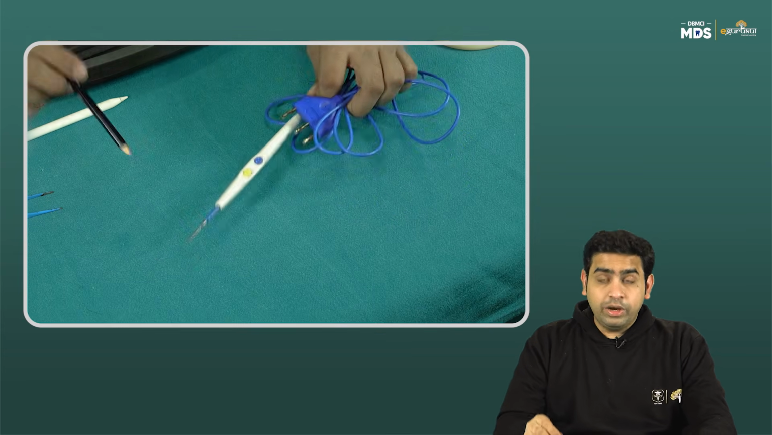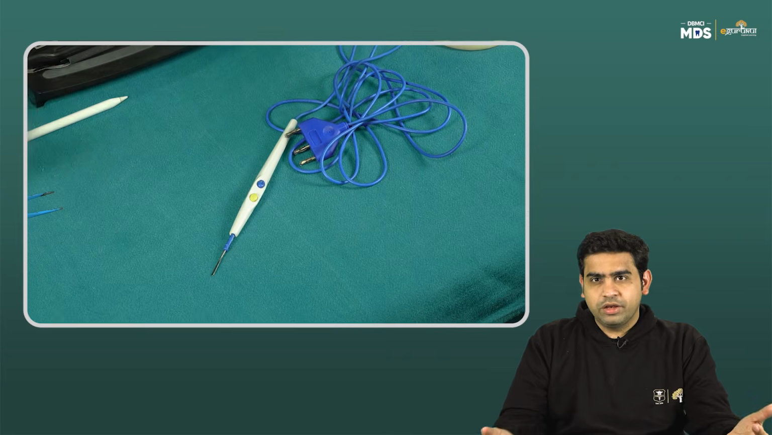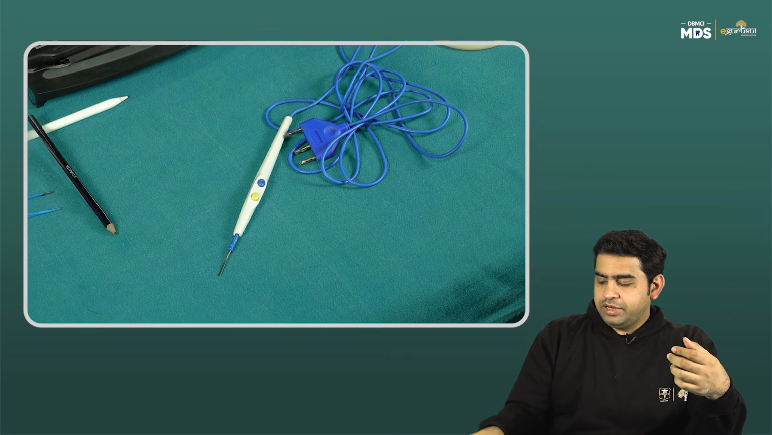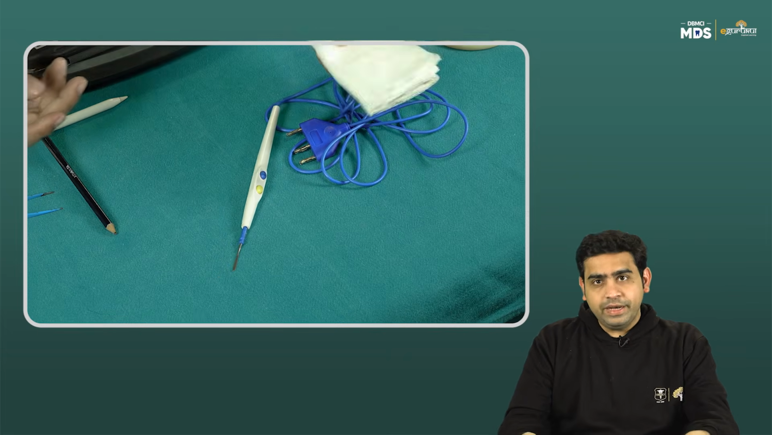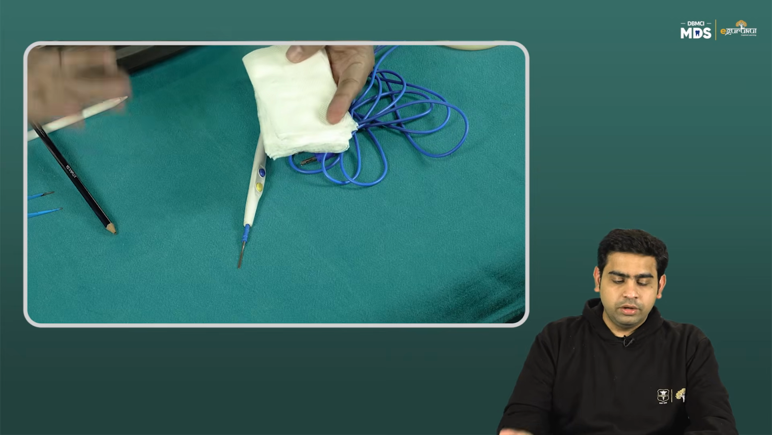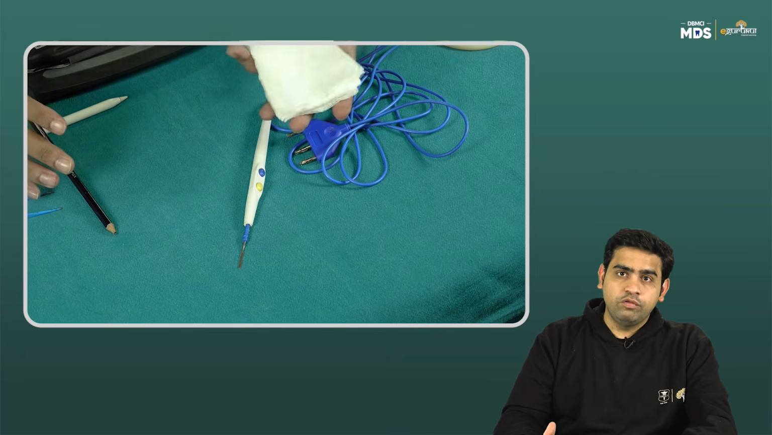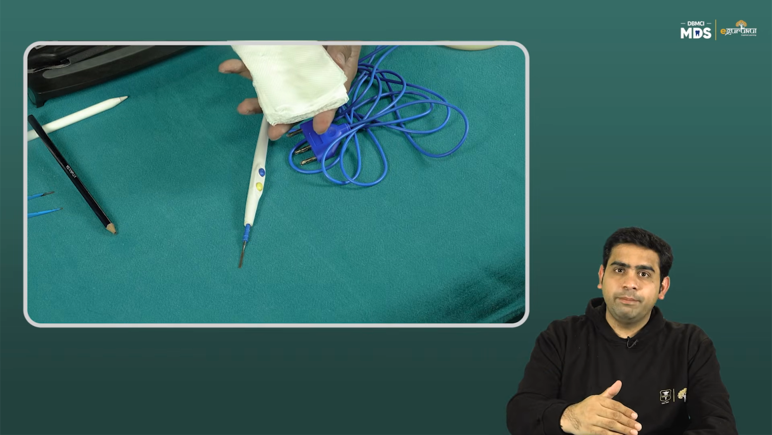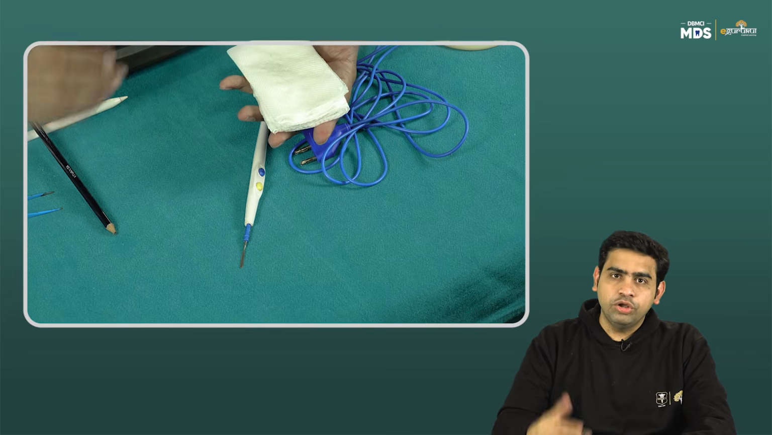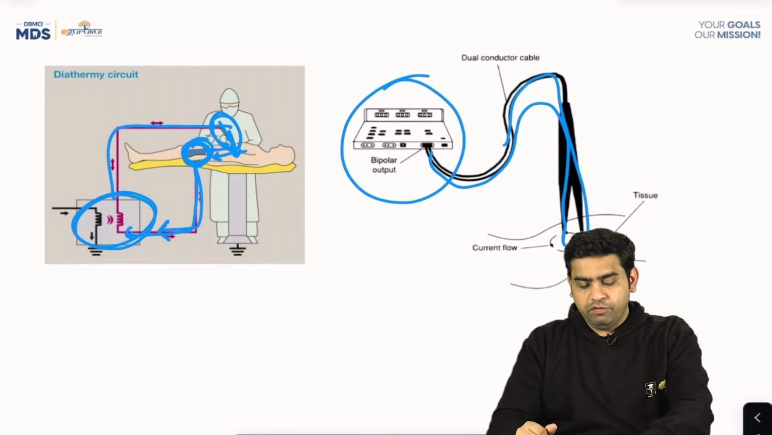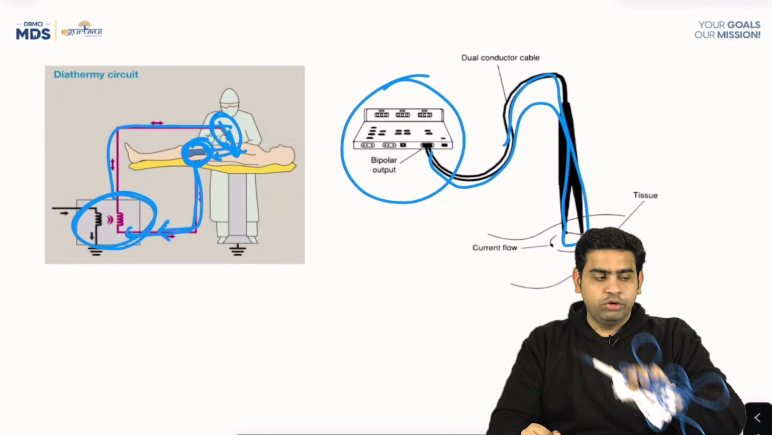Now, I don't have the patient plate over here, but it is basically like a sticking plate, a blue colored plate, which has a silicone thing attached to it. You usually put that patient plate on the thigh of the patient so that the current is picked up by that plate and taken back into the cautery machine. Perfect. So this was all about the monopolar cautery.